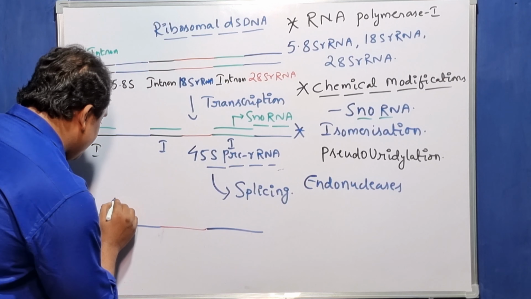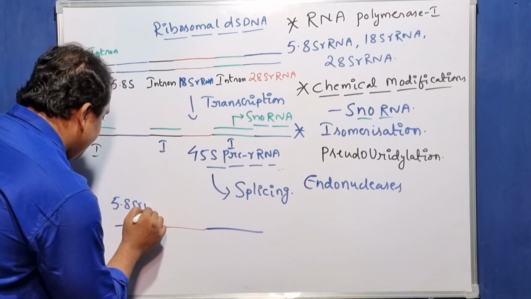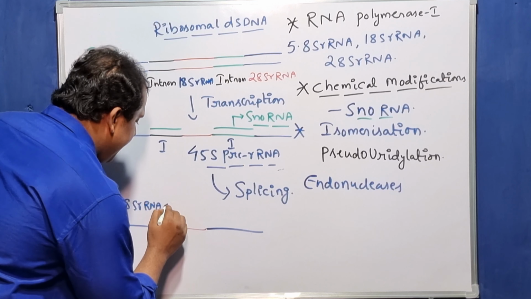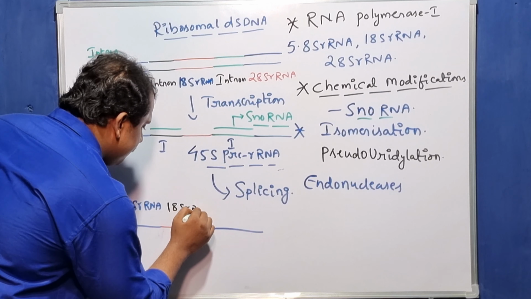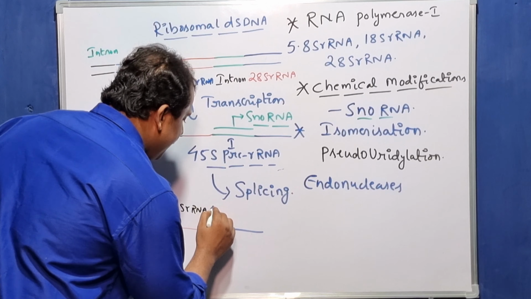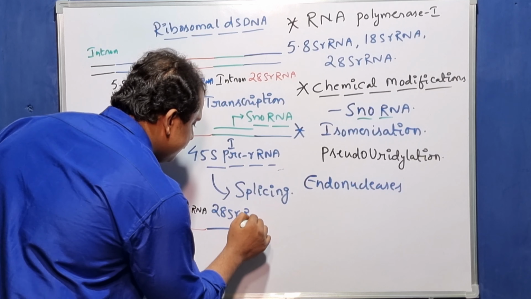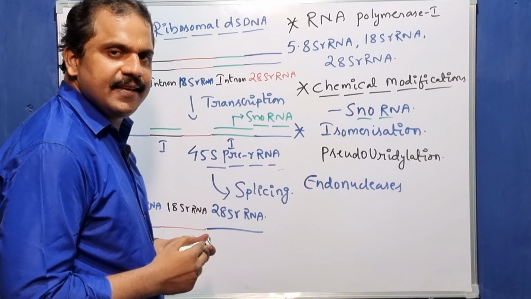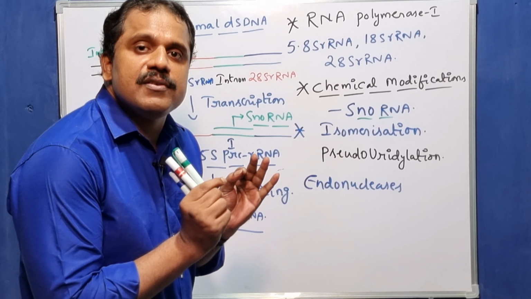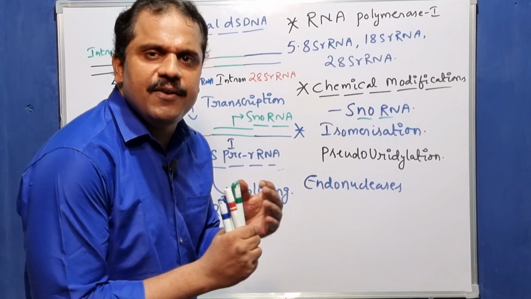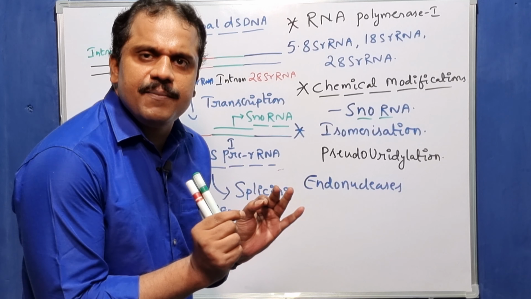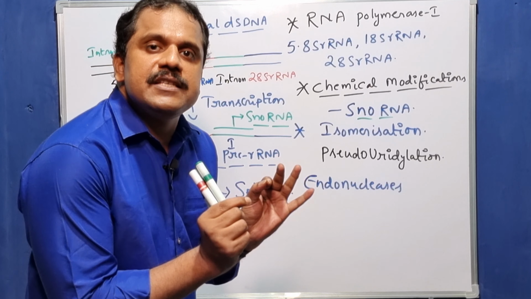So here it is nothing but the 5.8S rRNA. And here it is nothing but the 18S rRNA, and here it is nothing but the 28S rRNA. Is it clear? So once the non-coding sequences or the introns undergo successful splicing by taking advantage of endonucleases, at the very end, one more enzyme comes into the picture, and here it is nothing but what? The specific exonuclease.